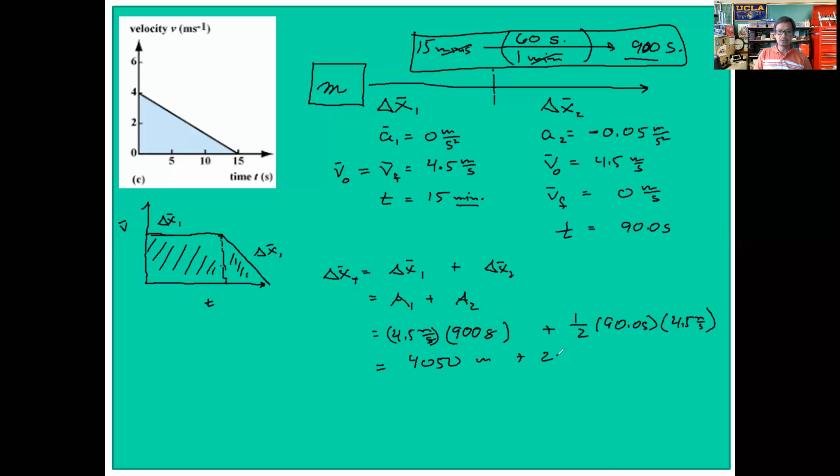202.5 meters. All right, so with that said, you add those together and you get your final answer: 4,252.5 meters, or rounded to 2 significant figures, 4,300 meters. So we got this answer, folks, from the graph. We got this answer from a basic graph and then finding areas underneath the curve. You can go ahead and do it that way if you want to.